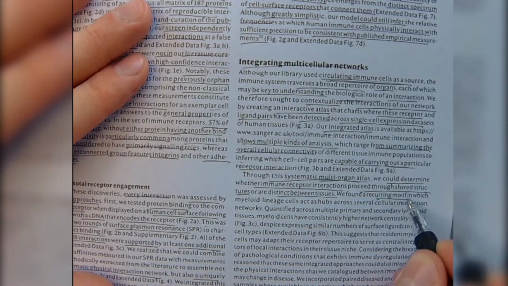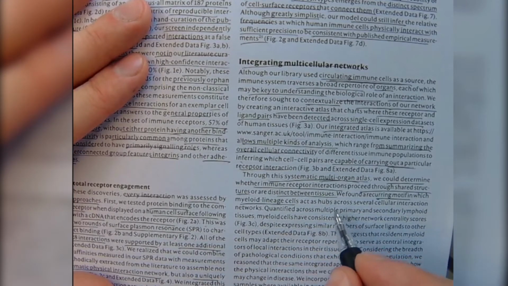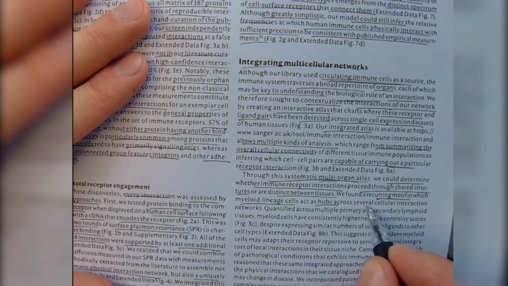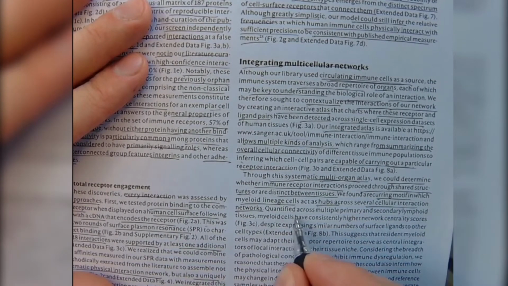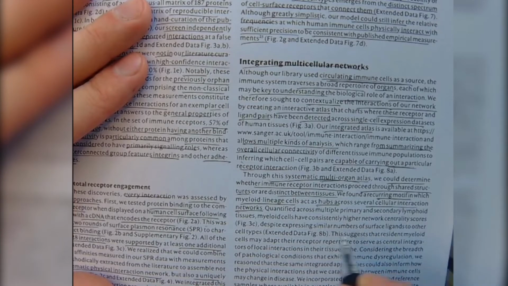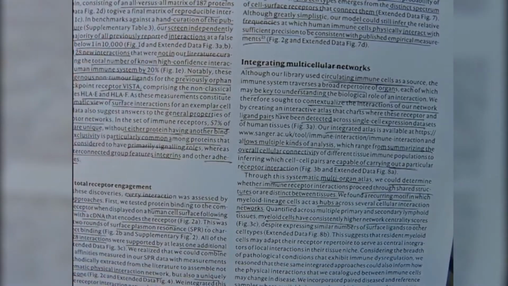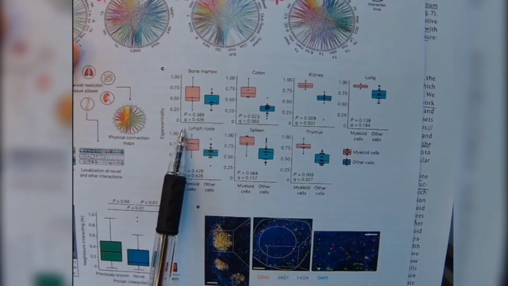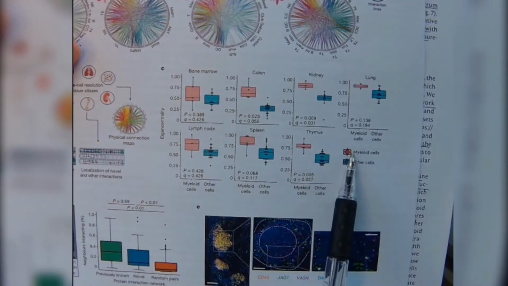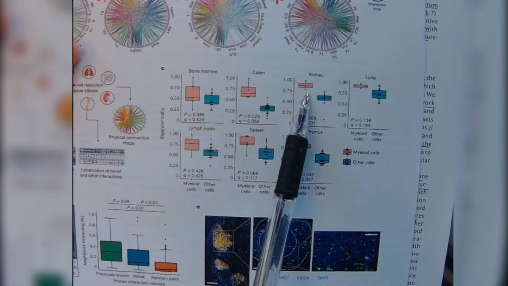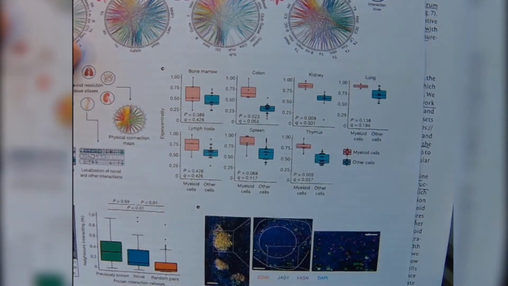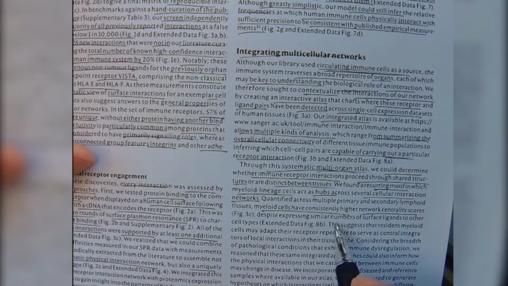We found a recurring motif in which myeloid lineage cells act as hubs across several cellular interaction networks. Quantified across multiple primary and secondary lymphoid tissues, myeloid cells have consistently higher network centrality scores, shown in figure 3C. So in figure 3C, you can see that myeloid cells in orange have, on average, a higher eigencentrality score across organs, despite expressing similar numbers of surface ligands to other cell types.